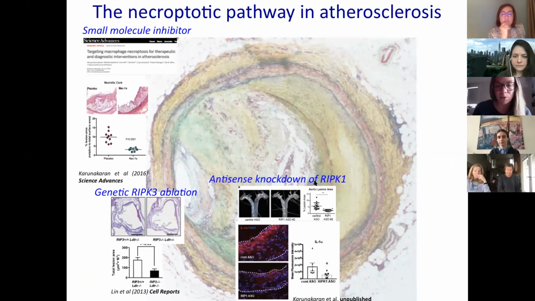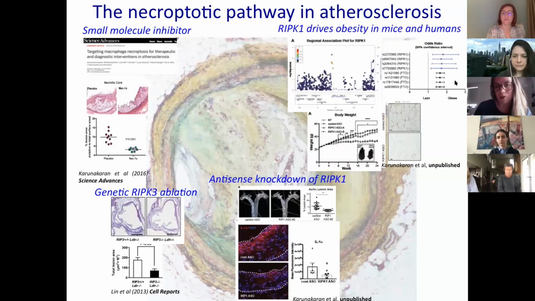We haven't published this work yet. It's coming out hopefully soon, or we're in the process of it. Who knows how long that's going to take. Inhibiting RIP1, that upstream mediator, also reduces atherosclerosis. And in separate unpublished work, we also show that this is involved in obesity.